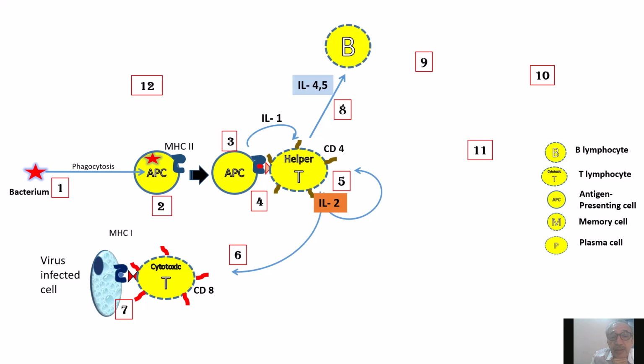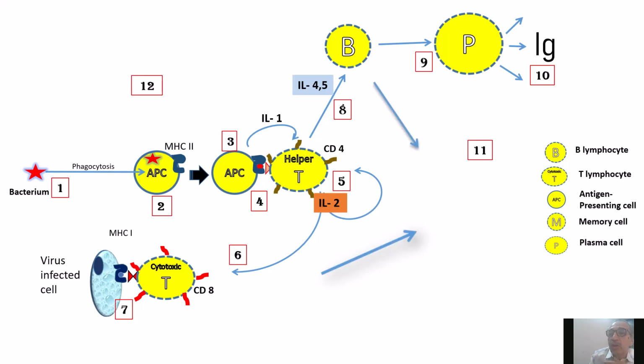So helper T cells secrete interleukin 4 and 5, which activate the B cells, B lymphocytes. Now come to the B lymphocytes. 9. The B lymphocytes get transformed into the plasma cell by blastoid transformation. Number 9. And the plasma cell secretes immunoglobulin, various classes of immunoglobulin. 10. And immunoglobulins react with antigens which have entered by antigen antibody reactions. And the memory cells are also formed at the same time. 11.